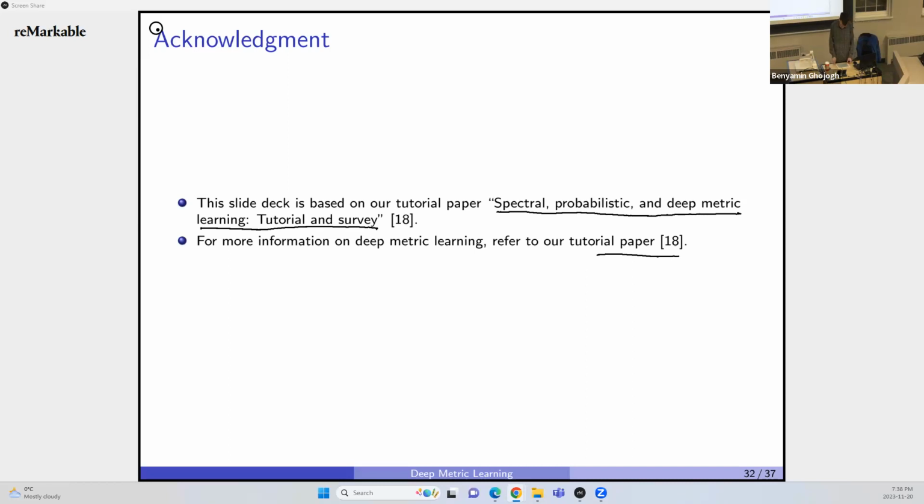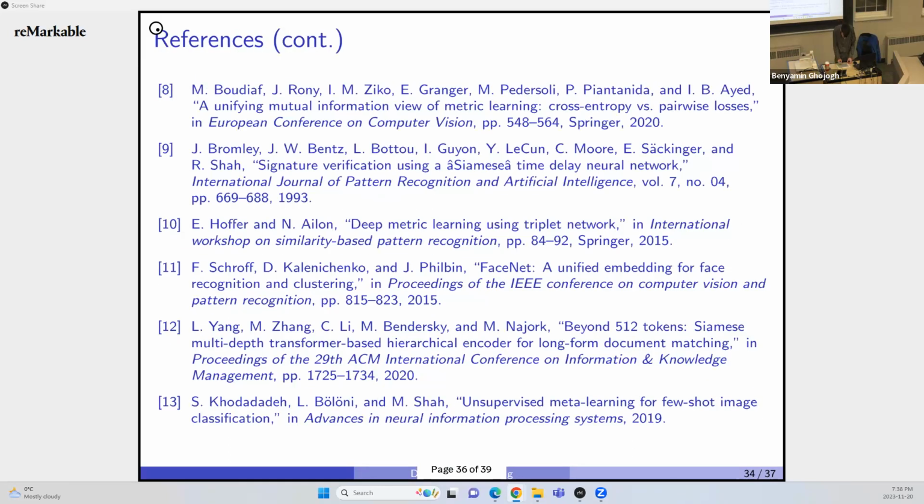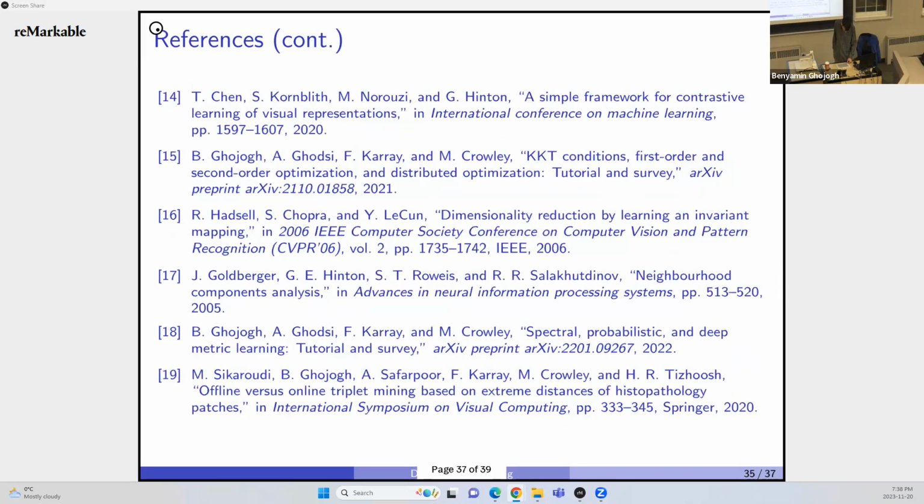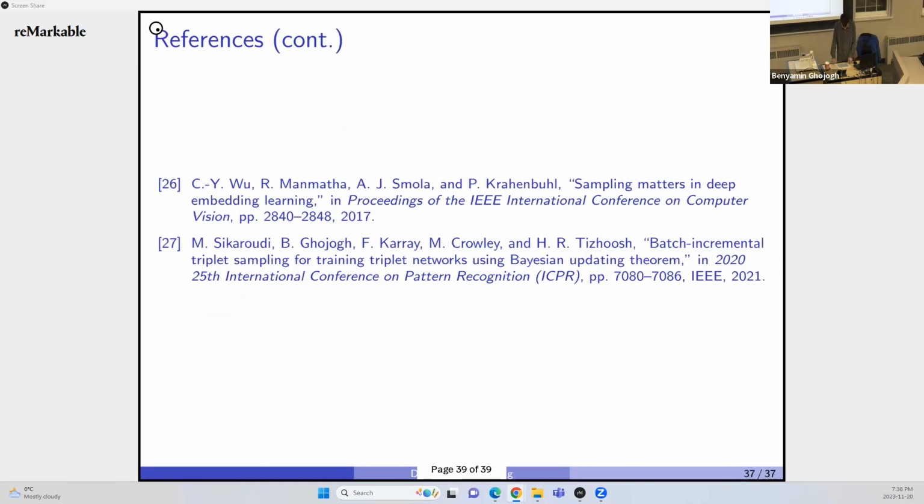Any question? No? So these are the references. FaceNet, you see, the paper of Google for triplet loss. Okay, these were the references. Now let's move on to the next topic if you don't have any questions.